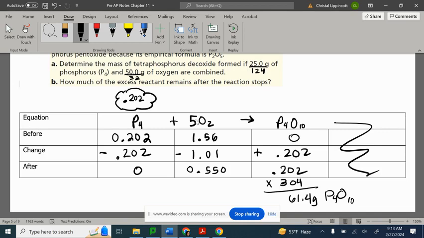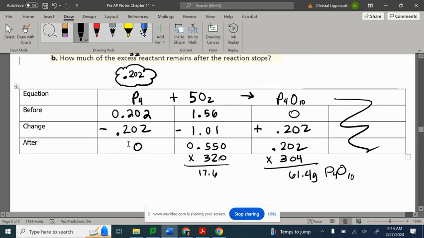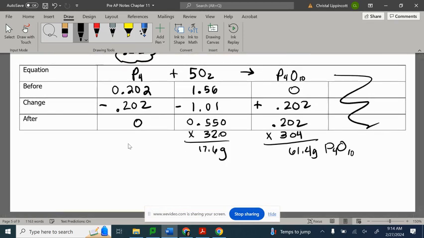Now I need B. They're asking us how much oxygen we are going to have left over. So this is the amount that's left over. If they asked us how much oxygen we used, we would use this amount. But they're asking us how much we've got left over. So we're going to use the bottom amount because after the reaction, this is what remains. So I'm going to multiply that by 32. And I got 17.6. And that's going to be grams of O2.